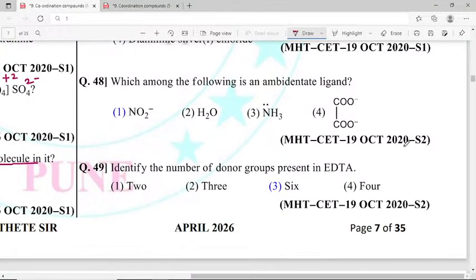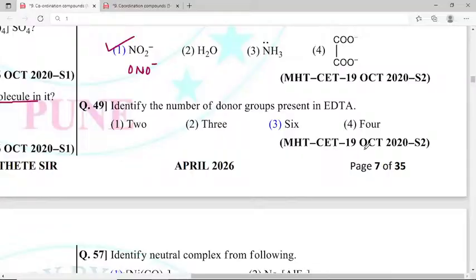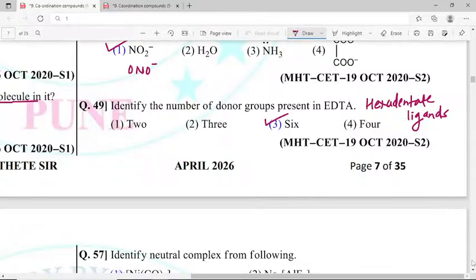Which among the following is an ambidentate ligand? An ambidentate ligand has two different donor sites. So NO2 minus, ONO minus, nitro, nitrito. So it is called an ambidentate ligand. Identify the number of donor groups present in EDTA. EDTA has 6, so it is called the hexadentate ligand. Hexadentate ligand contains 6 donor atoms.